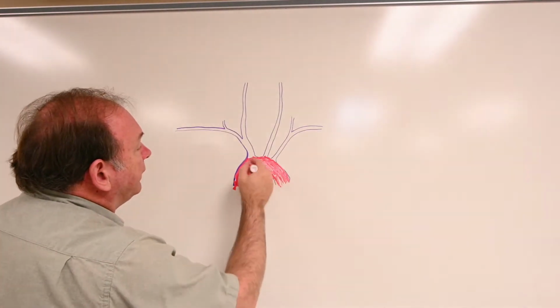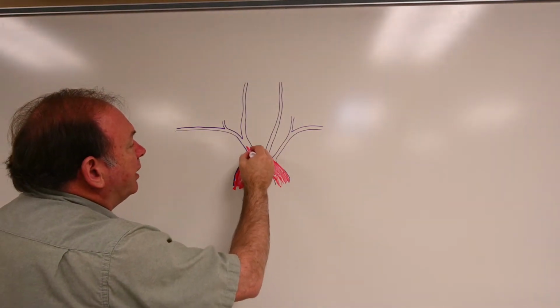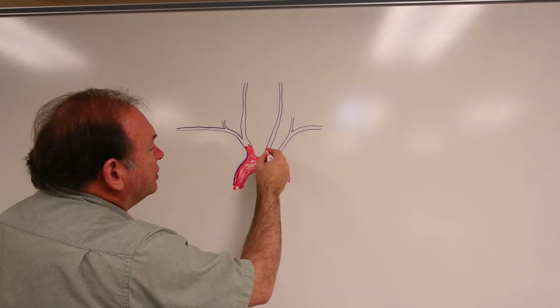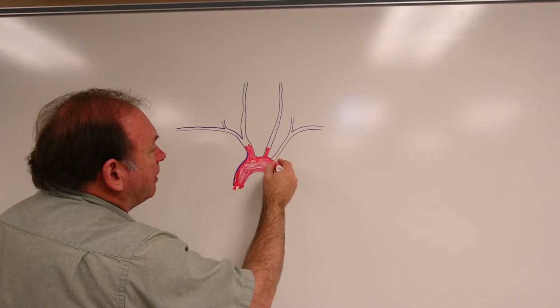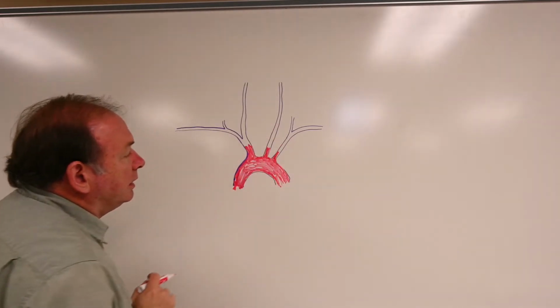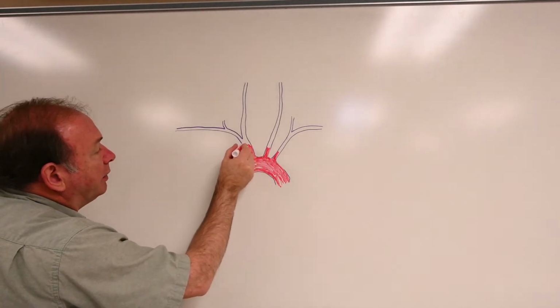But we'll begin with the aortic arch that we see here, and it gives off three branches. The first branch right here is the brachiocephalic artery. The second branch here is your left common carotid artery, and then the third branch off of the aorta is the left subclavian artery, and we'll label all those in a minute.